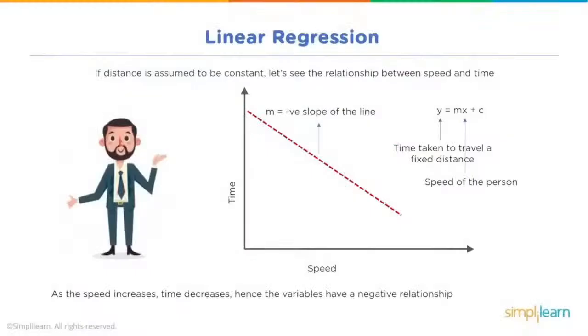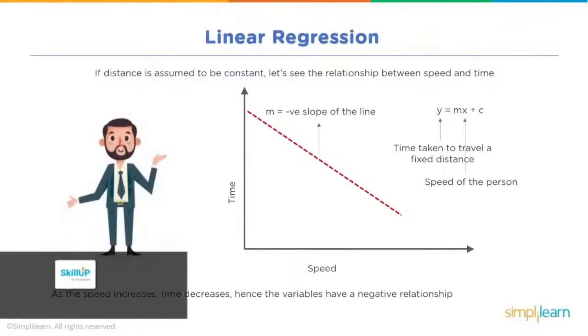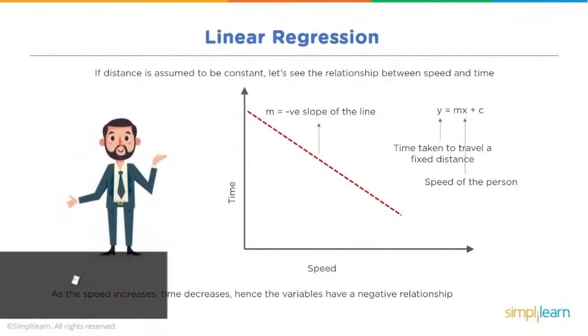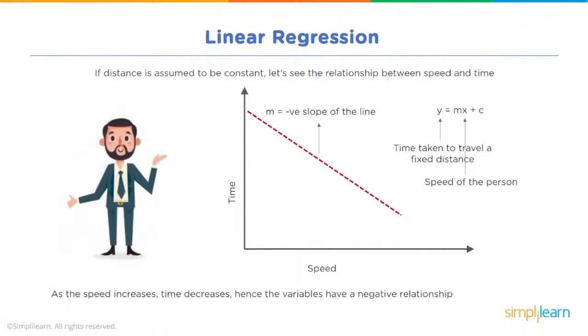When we put that into a linear regression model or a graph, if the distance is assumed to be constant, let's see the relationship between speed and time. As time goes up, the speed needed to cover that same distance goes down. So now your m equals a negative slope of the line. As the speed increases, time decreases. Hence the variables have a negative relationship. Again, there's our definition: positive relationship and negative relationship, dependent on the slope of the line.